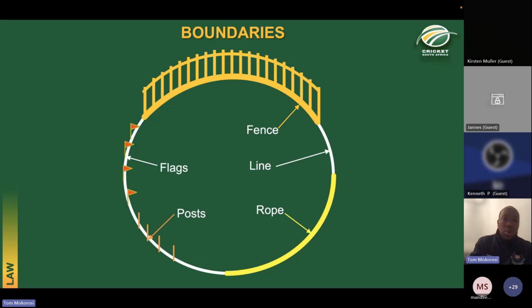As mentioned by law, poles or flags are merely an indicator of whereabouts the boundary is and are not actually the boundary. As you can see, they are pitched on the outside edge of that boundary line. And we know now that the inside edge of the boundary line is actually where the boundary is.